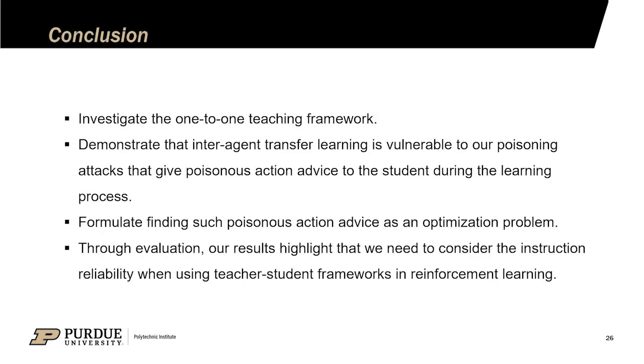To conclude our research, in this paper we investigate the one-to-one teaching framework. We demonstrate that inter-agent transfer learning is vulnerable to our poisoning attacks that give poisonous action advice to the student during the learning process, and we formulate finding such poisonous action advice as an optimization problem. Through evaluation, our results highlight that we need to consider instruction reliability when using teacher-student frameworks in reinforcement learning.